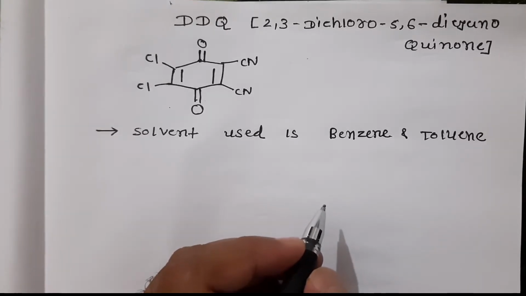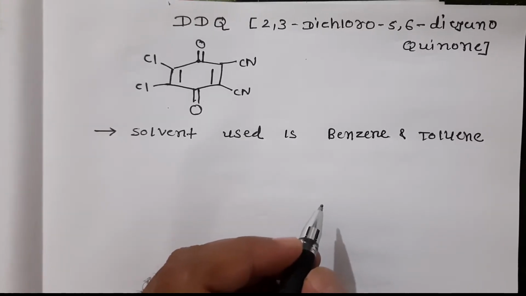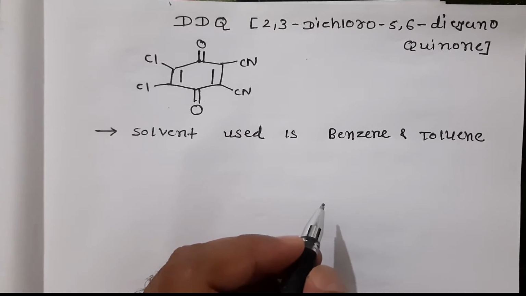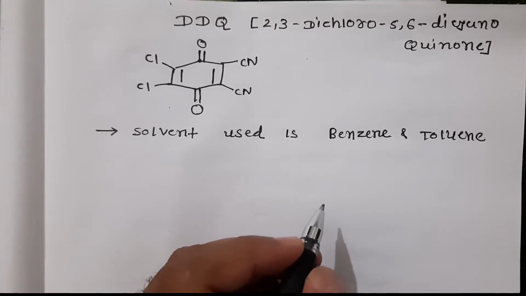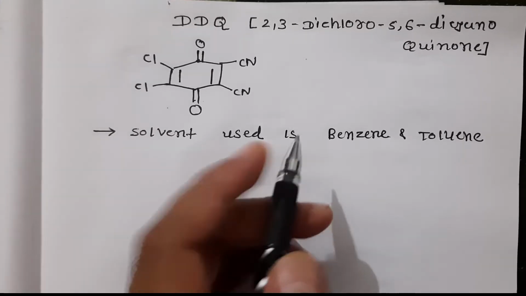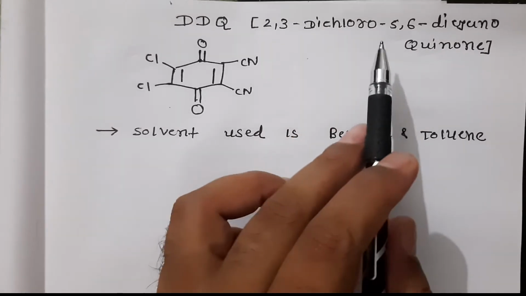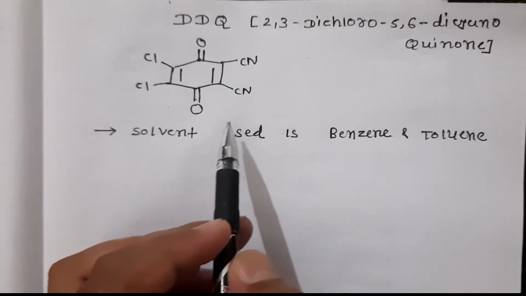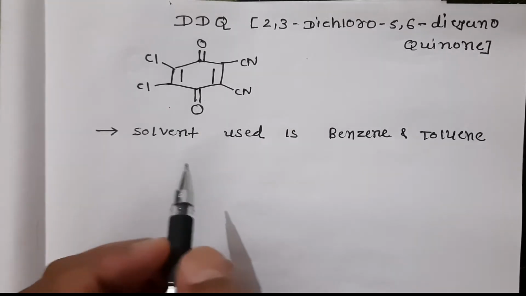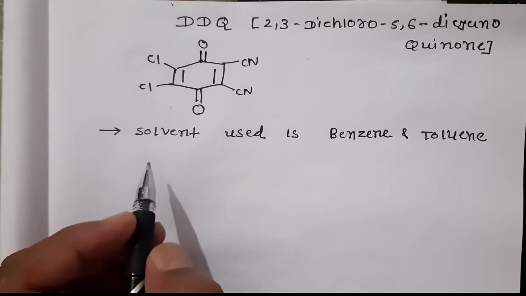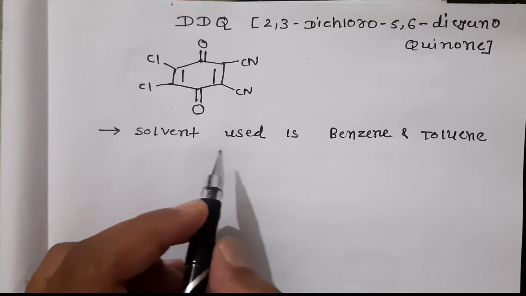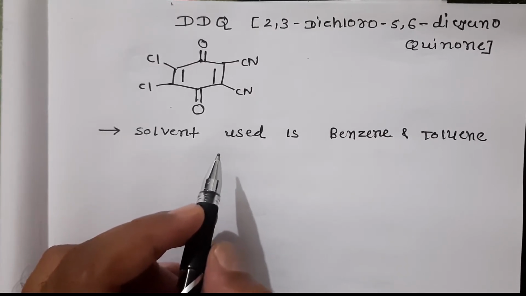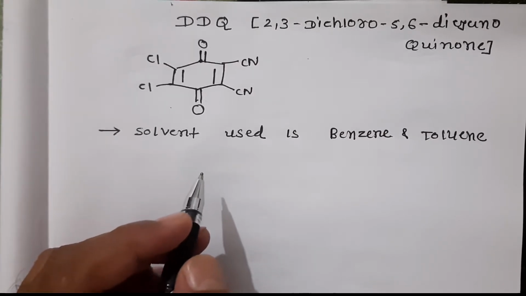Hello friends, today we are going to discuss one more oxidizing agent, in continuation with the series. The oxidizing agent is DDQ. Its name is 2,3-dichloro-5,6-dicyanoquinone. This is the structure of this reagent, and generally the solvents used with this reagent are benzene and toluene.